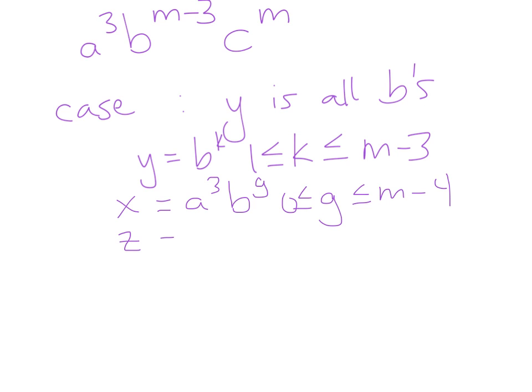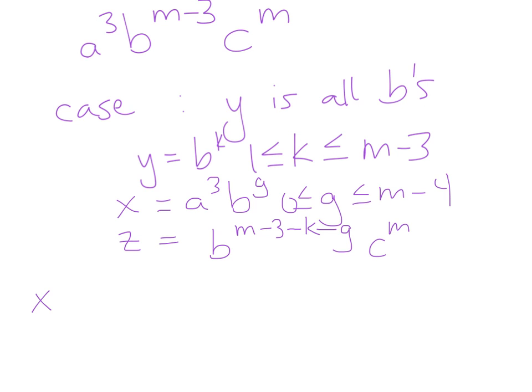And z is the rest of the b's. So z is going to equal b to the m minus 3, and then we get rid of the ones that are in y, and we get rid of the ones that are in x. So it's all the rest, followed by m c's.